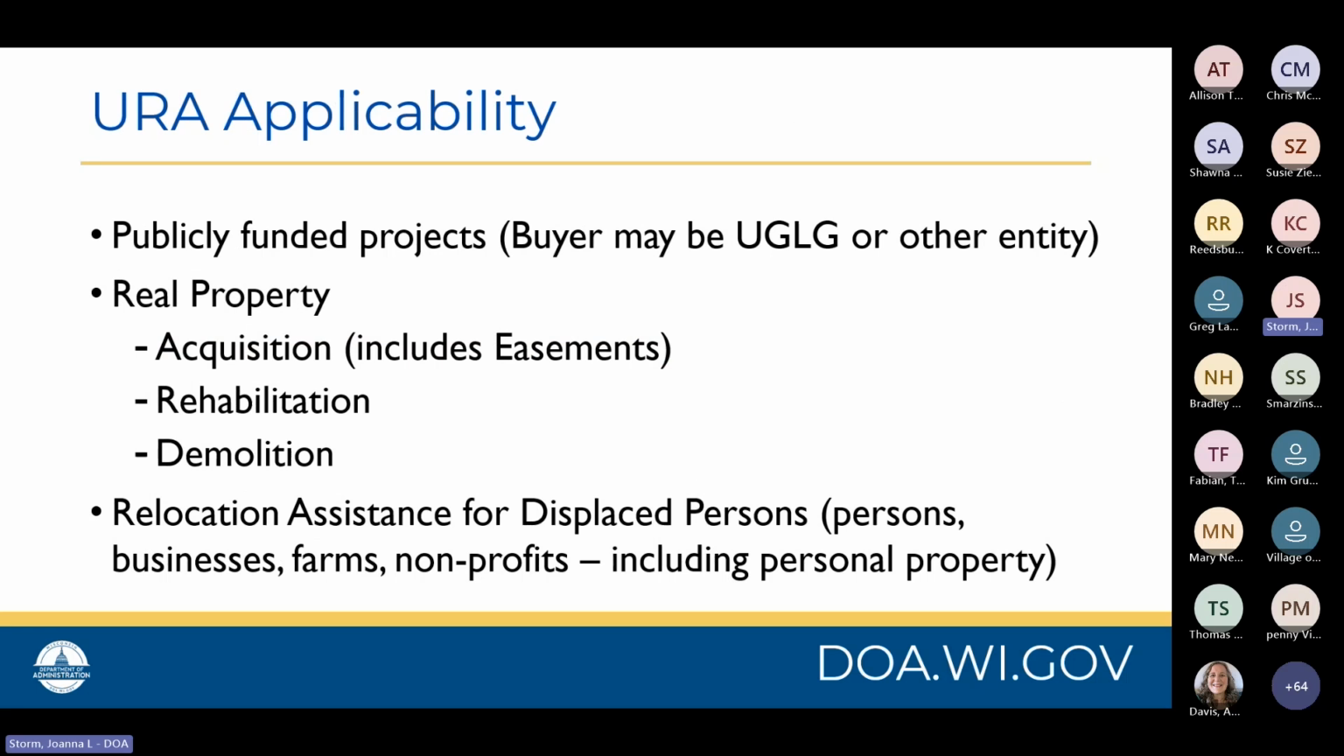URA applicability: this applies to publicly funded projects where the buyer may be the UGLUG or municipality or other entity. URA rules also apply to the acquisition, which includes easements, the rehabilitation and the demolition of any real property. And URA provides relocation assistance for displaced persons. So this could include the individuals themselves, businesses, farms, nonprofit organizations, and it also includes any personal property that would belong to those items, whether they're individuals, businesses, farms, or nonprofits.